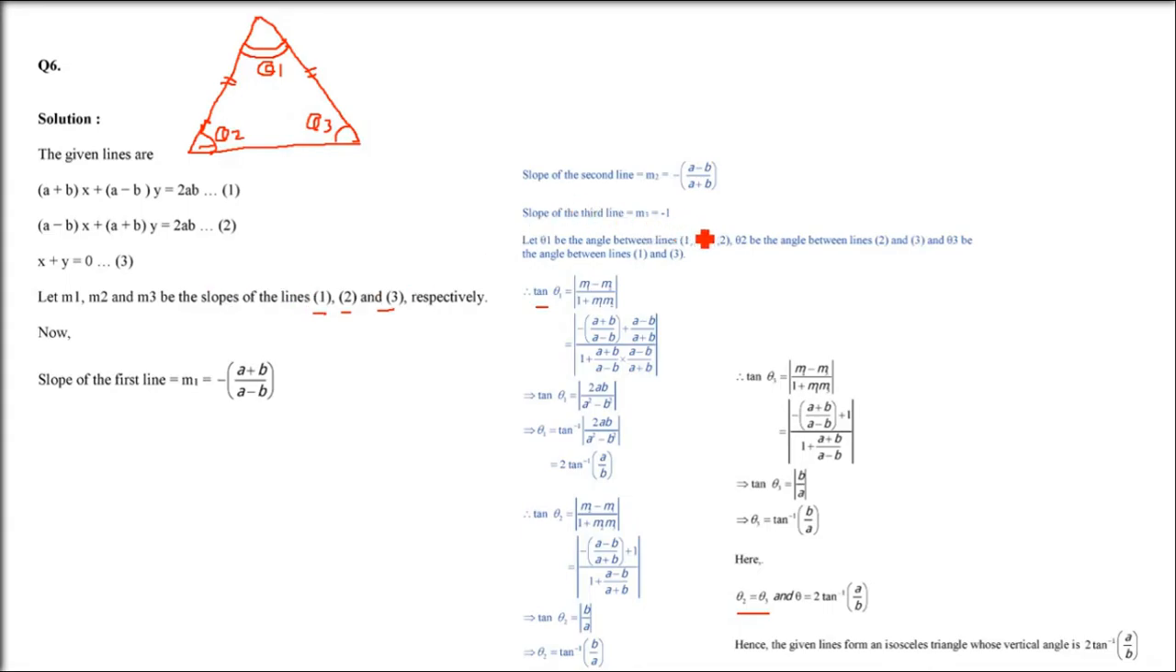Okay, one by one. Between 1 and 2 we are saying it is theta 1. So in between these two is theta 1. And theta 2 is between 2 and 3. And theta 3 is between 1 and 3, first and third. So as you can see also, the sides are almost looking similar. We can easily see that these two are the sides which are equal.